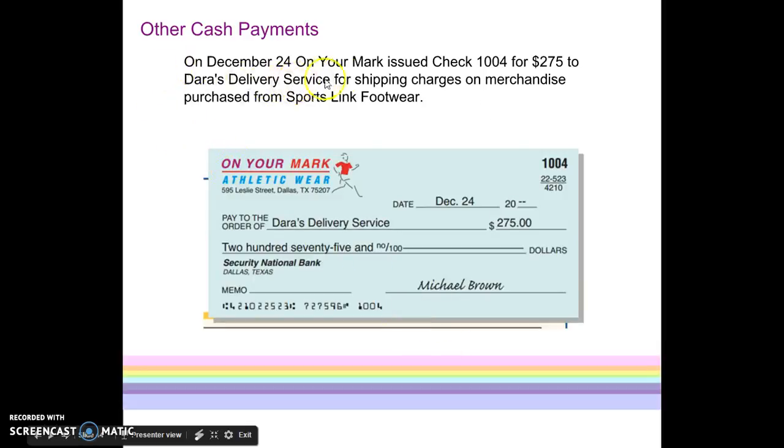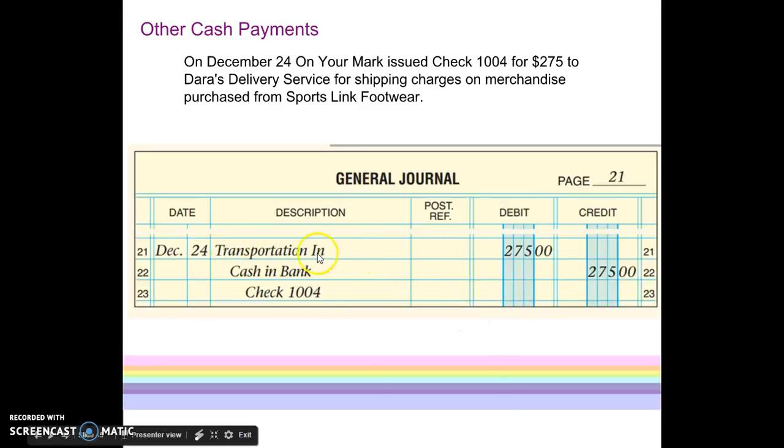So on December 24th, On Your Mark issued check 1004 for $275 to Daryl's Delivery Service for shipping charges on merchandise purchased from SportsLink Footwear. All right, so here is the check. We have to determine what is going on with the check, who we have to pay, and how we transact it. So we do this by debiting transportation in for $275 and crediting cash and bank because it was a check that was written for payment, $275. Check number 1004 is your source document.